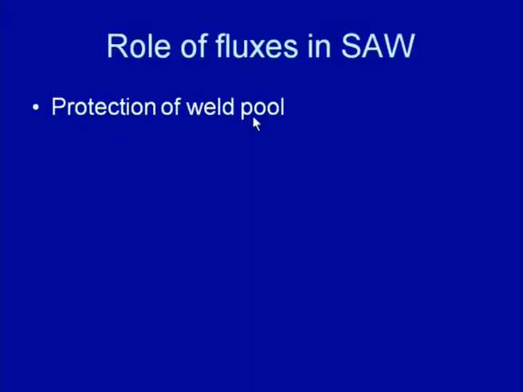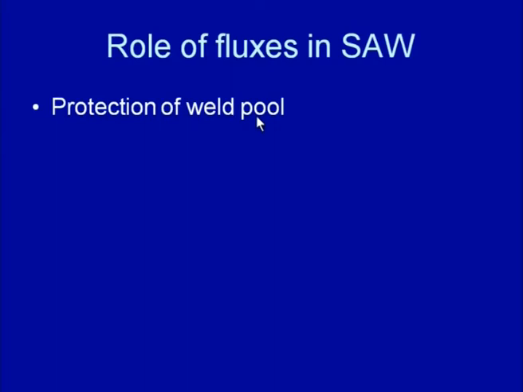So, starting with the role of the fluxes used in the submerged arc welding process, as we know, in the shielded metal arc welding process, the role is mainly to protect the weld pool from atmospheric contamination, so that deterioration of the mechanical properties of the weld joint can be avoided. Further, in shielded metal arc welding, the fluxes also help in easy initiation of the arc by providing low melting point, low ionization potential elements. But here the role of the fluxes is slightly different. The first one is the protection of the weld pool.